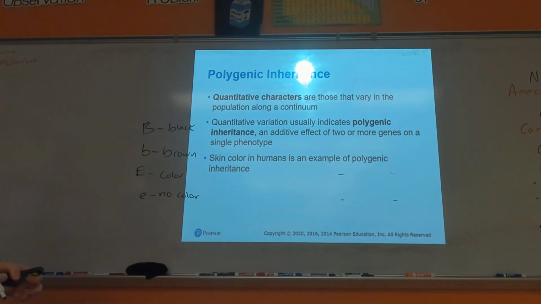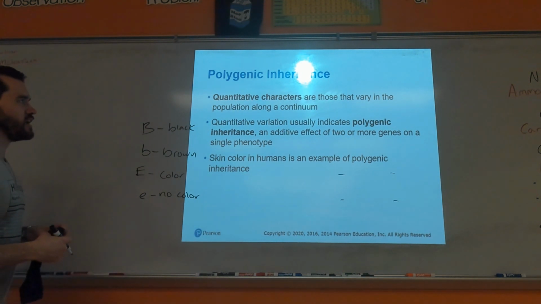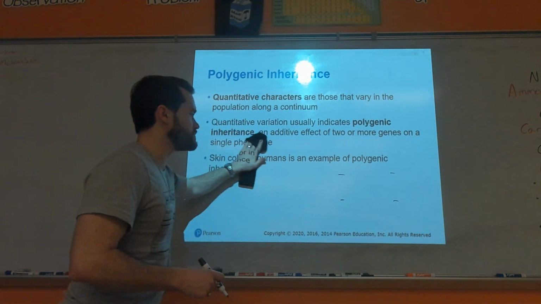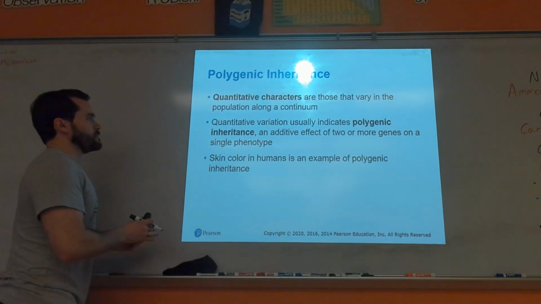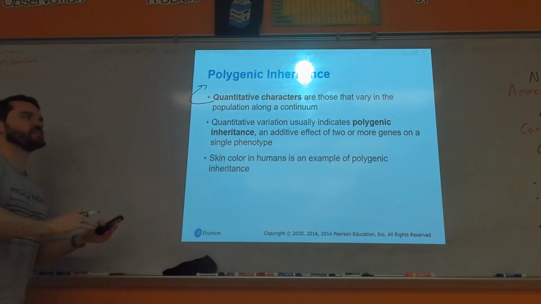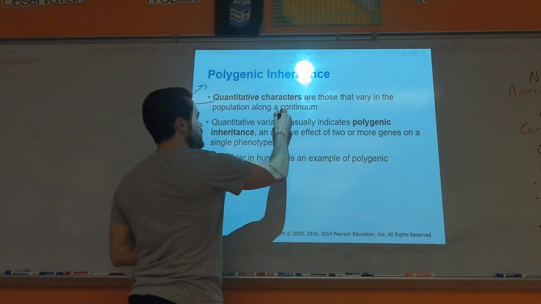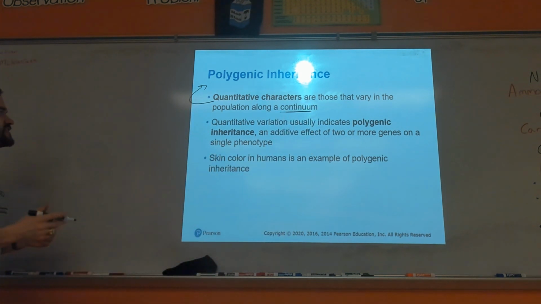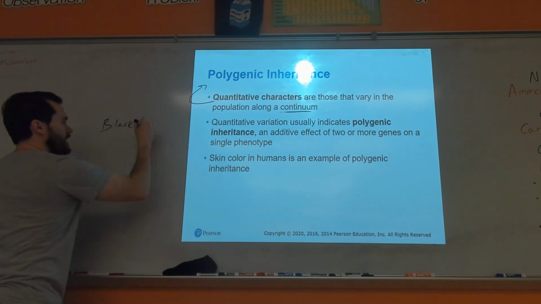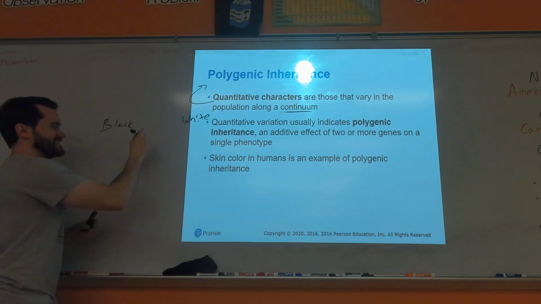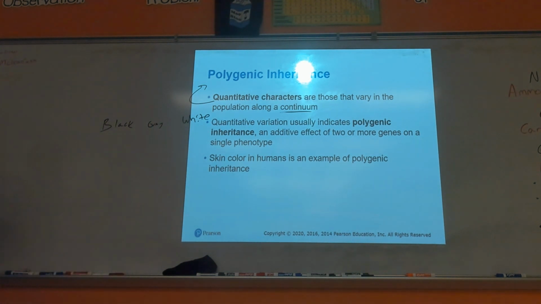Okay, this slide I was kind of mentioning a couple slides ago. Polygenic inheritance. So that's traits that are controlled by multiple genes. And quantitative characters are typically associated with polygenic inheritance, meaning a quantitative characteristic is something that has a continuum. A continuum would be like there isn't just black or white. There's shades of gray, is what they're trying to say in quantitative variation. There's a continuum of these traits.